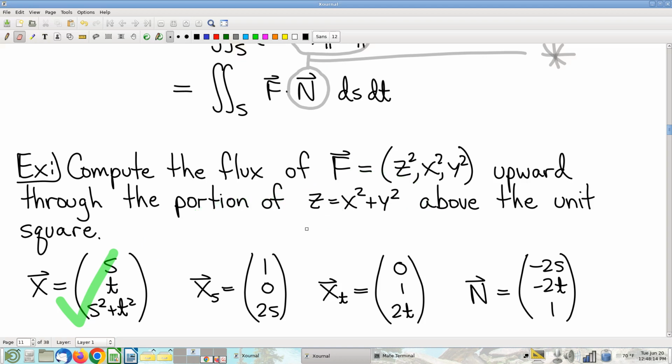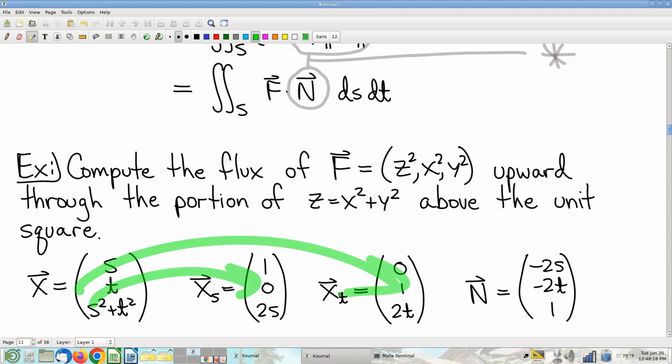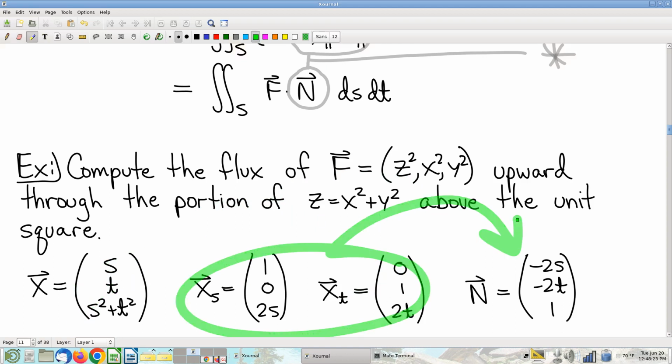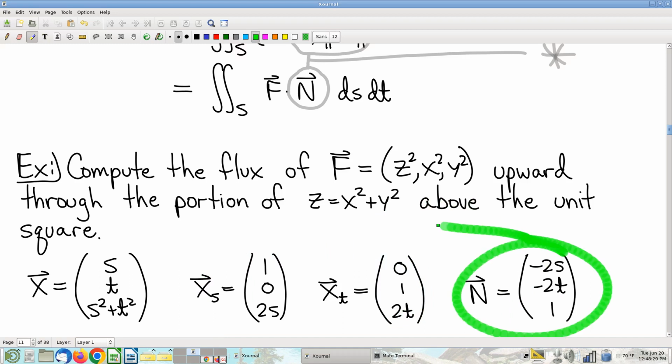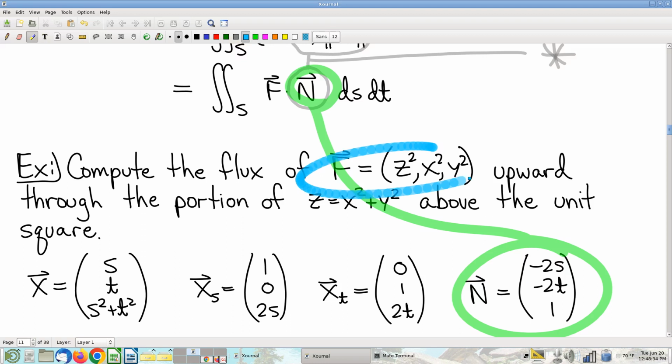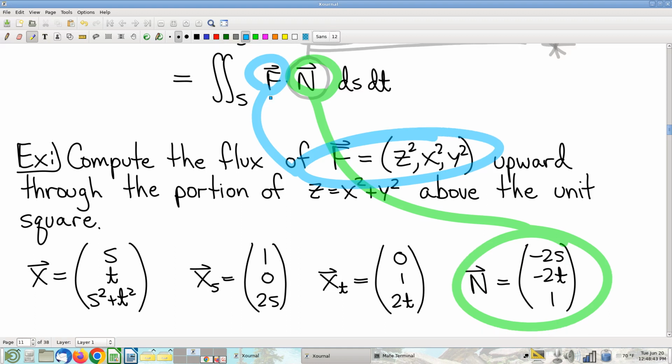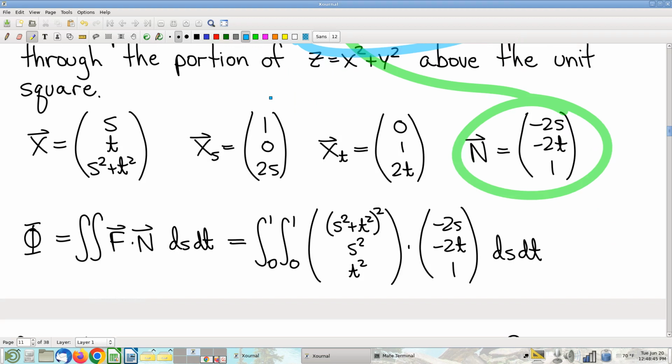So with your parameterization, now we take the appropriate partials, just a little bit of calculus, no big deal. We take the appropriate cross product. That gives me my normal vector. And at this point, then, I can just say, okay, well, there's my normal vector. Come to think of it, here's my vector field. That's already given. Plug and chug. Specifically, there's the vector field.